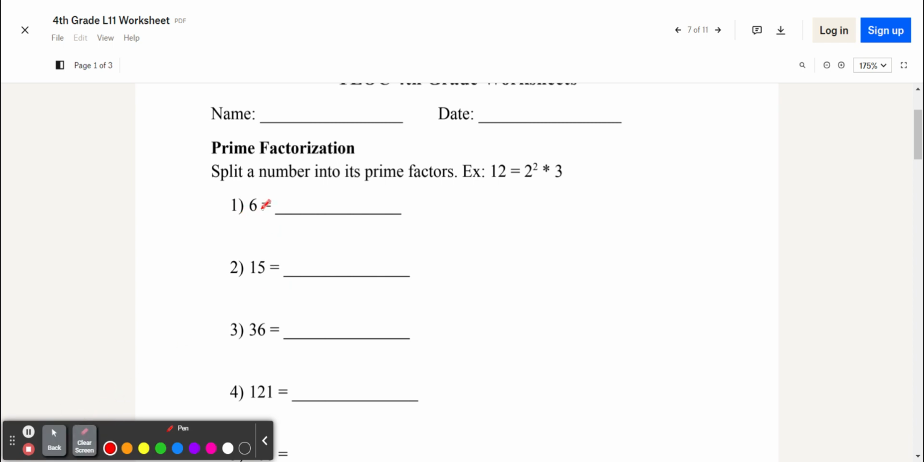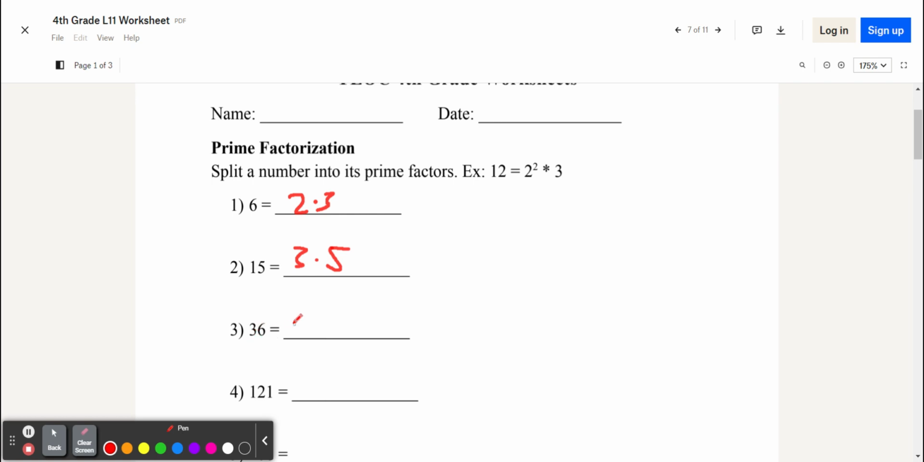Okay, 6 equals... 6 is divisible by 2, so that's one of it. And then 6 divided by 2 is just 3, which is another prime. So it's 2 times 3. Using a similar process, we can get 3 times 5 for 15.